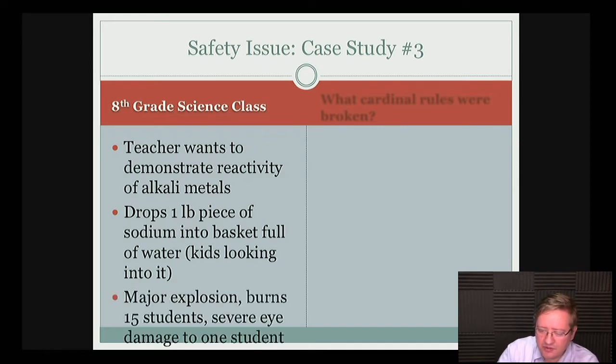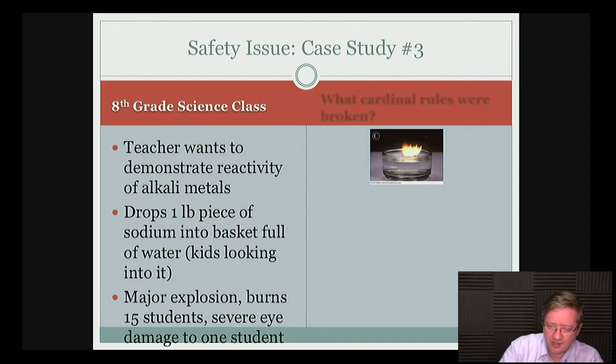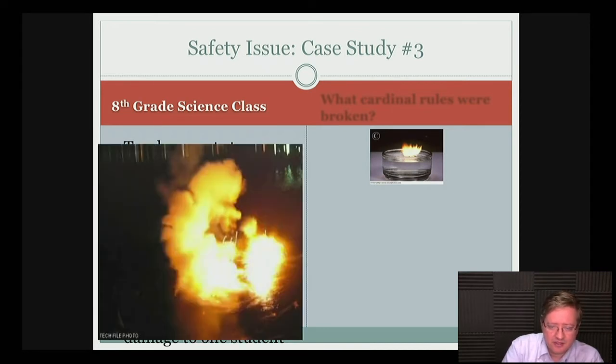As a result, she drops a pound of sodium into it, and the sodium produces hydrogen gas, which burns. This created a major explosion. This caused burns to 15 students. Since the students were looking into the waste paper basket that she was doing the experiment in, one of the students had severe eye damage. So this is what happened.